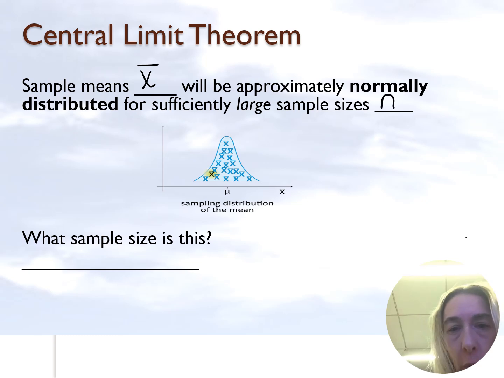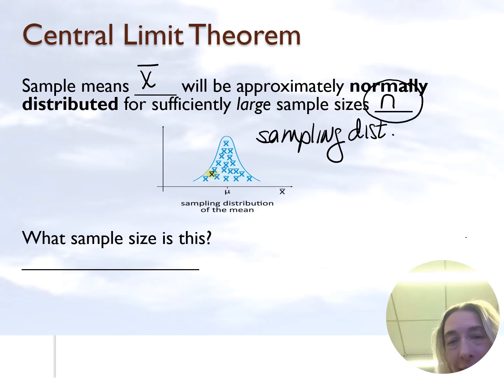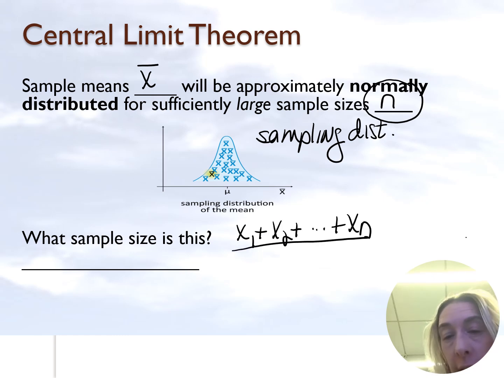This is a picture of a sampling distribution. A sampling distribution is the distribution of a statistic. This happens to be the sampling distribution of the mean because it's a distribution of the X bars. But the question is, which sample size is this? It's the sample size that is involved in calculating the average.